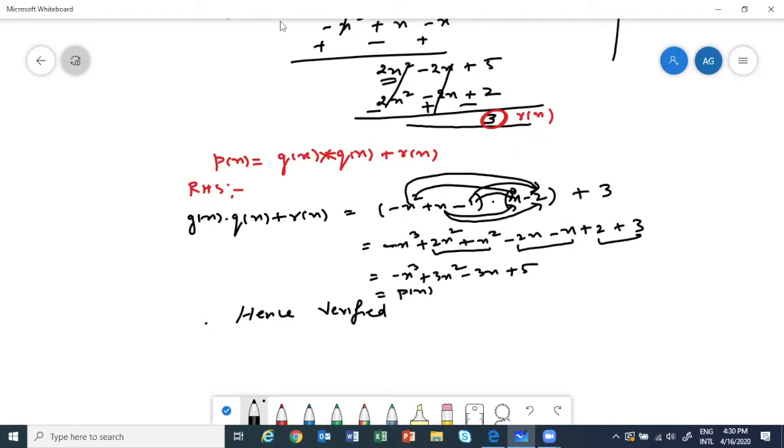So any doubts? 3 into 2, Abhinav. Let me see. This one is plus. 3 plus 2, this is plus sign. You do on your own and see now. Minus 1 into x is what? Minus x. Minus 1 into minus 2 is plus 2. And then plus 3 was there because remainder was plus 3. Okay. Clear to everybody?